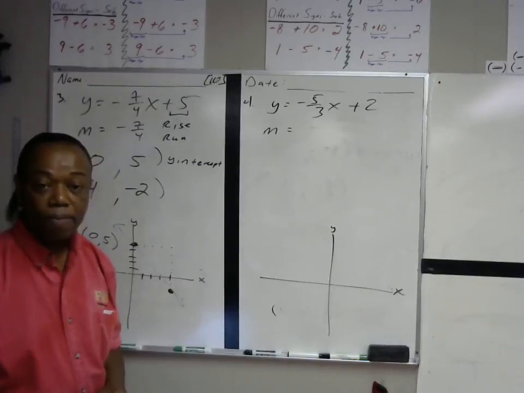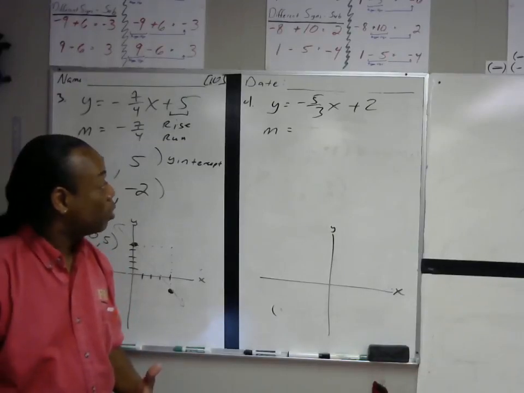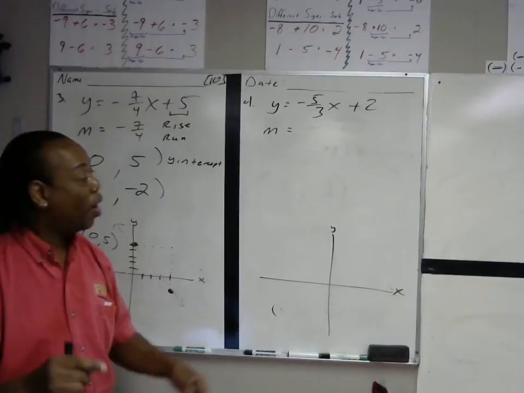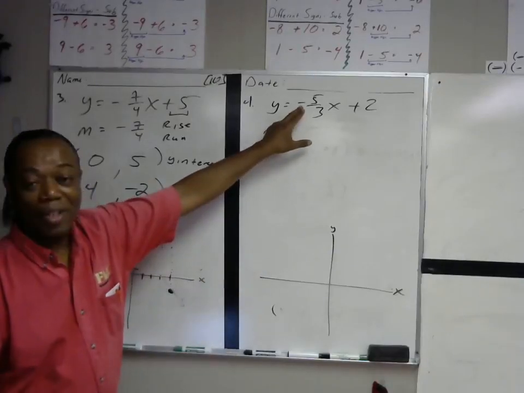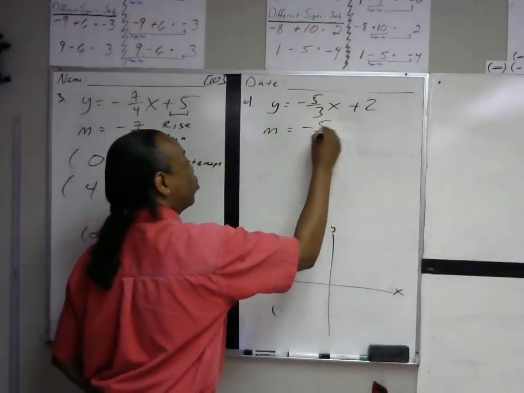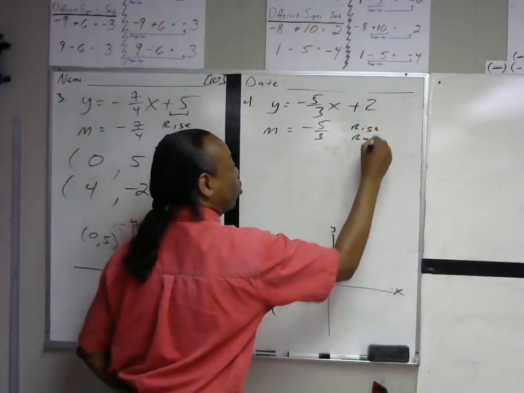5 over 3. One more thing you need. Negative. Negative 5 over 3. So negative 5 over 3. So that's your rise and that's your run. Very good.